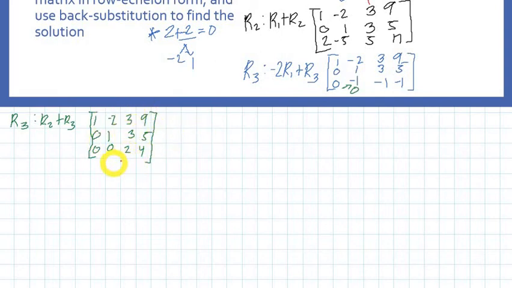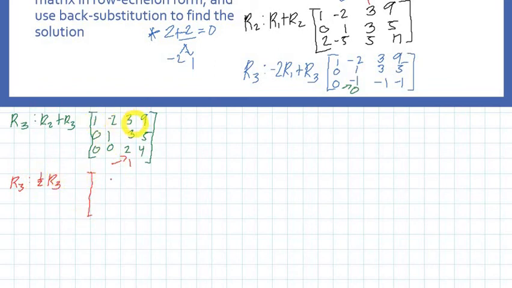Our next goal is to make this 1 because it has to be a leading one. So we don't have a 1 here in the column, but we can actually divide this by 2 so that this term becomes 1. So that means row 3 can be multiplied by 1/2 because multiplying by 1/2 is the same as dividing by 2. So my new row 3 would be the row 3 multiplied by 1/2.